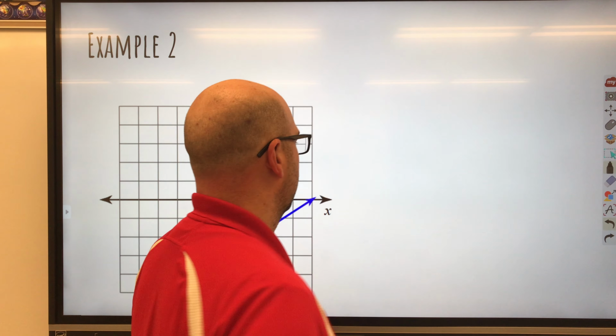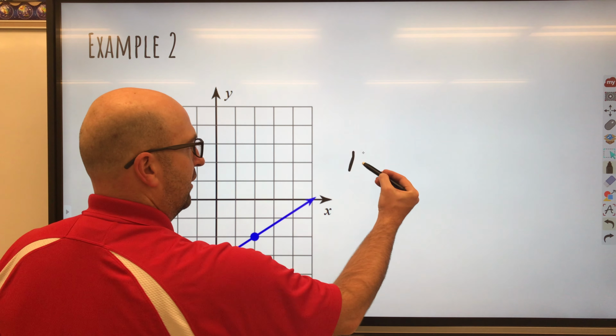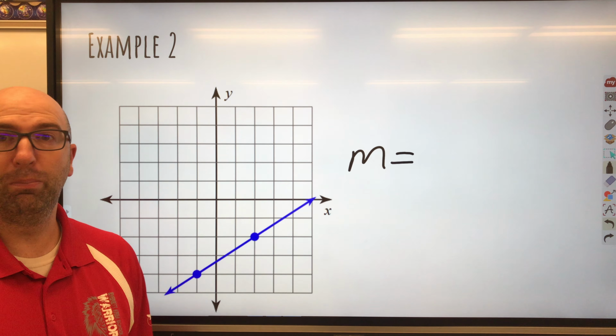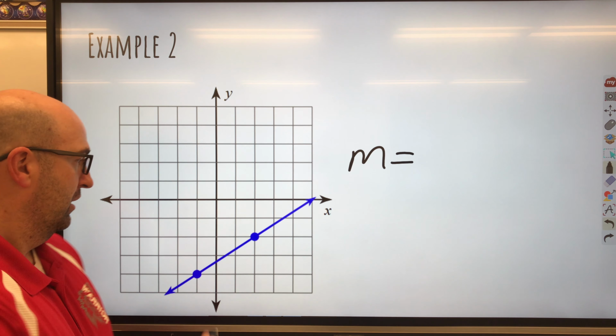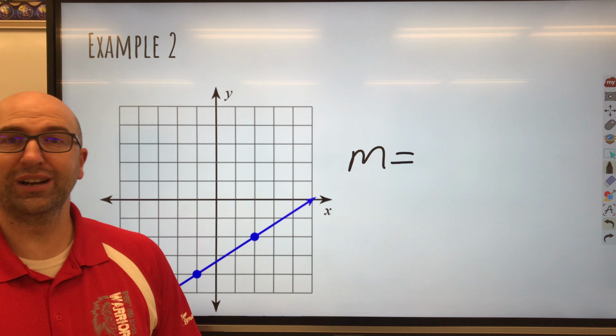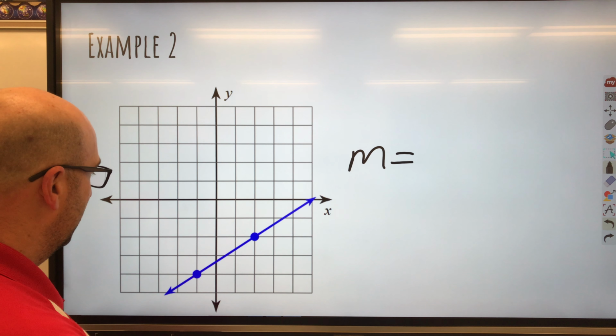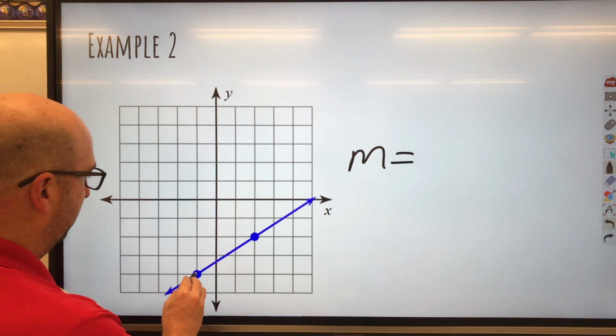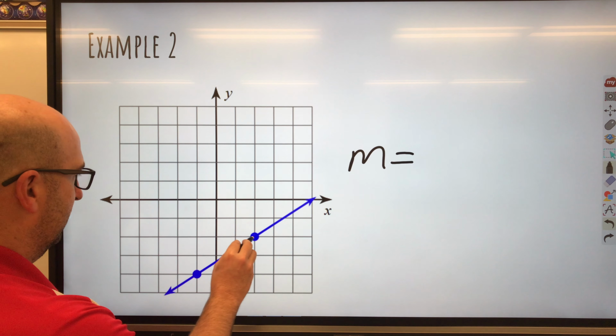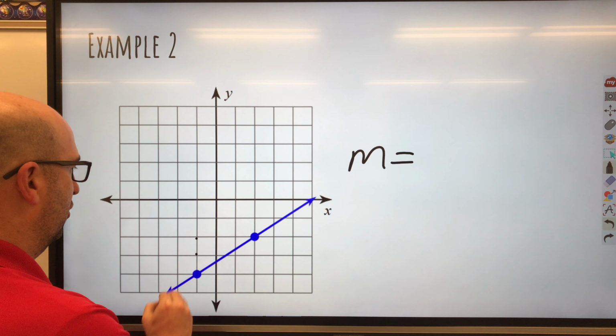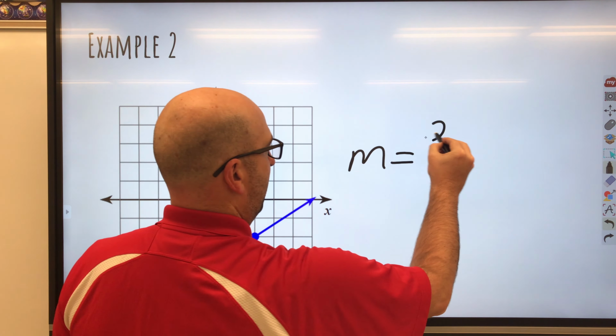Next example. First, is my slope positive or negative? Well, it's going up from left to right, so I'm going to have a positive slope. So let's start here. We always start with the left one. So from here to here, I'm going up 1, 2. So my rise is 2, and my run is 1, 2, 3. So my slope is 2 over 3.